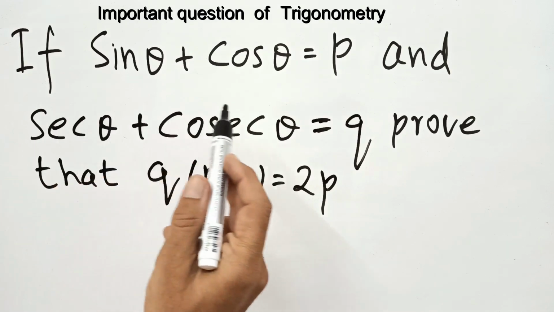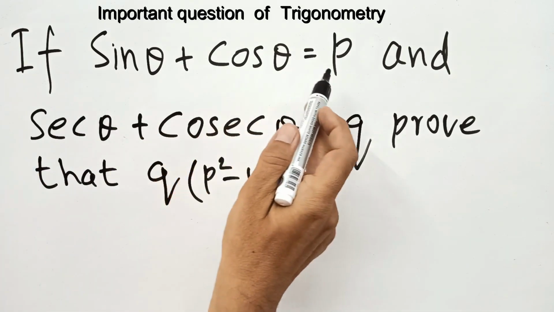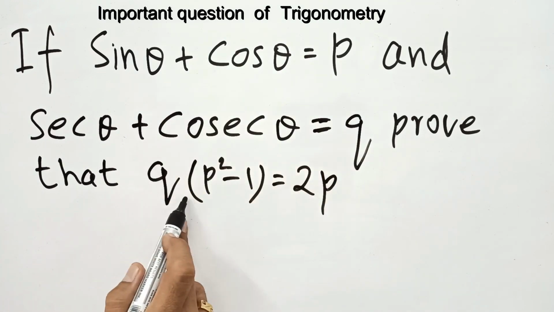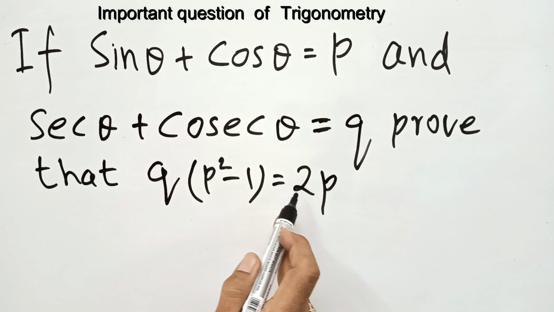A very important question of the trigonometry. If sine theta plus cos theta is equal to P and sec theta plus cosec theta is equal to Q, prove that Q into P square minus 1 is equal to 2P.